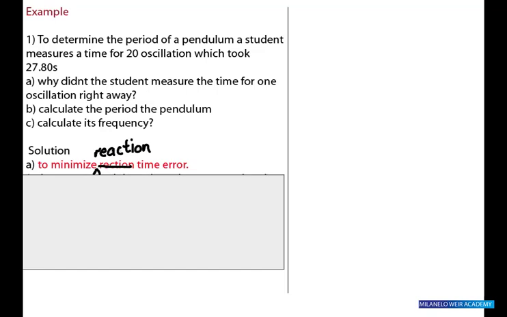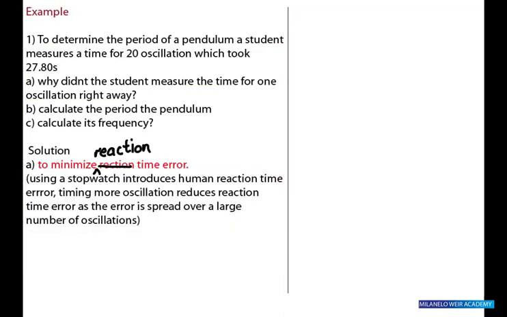If we want to go into details and explain what we mean by that, I have included it here. Using a stopwatch introduces human reaction time error. Timing more oscillations reduces reaction time error as the error is spread over a large number of oscillations. So that's just an explanation for understanding or clarity. So let's look at B.